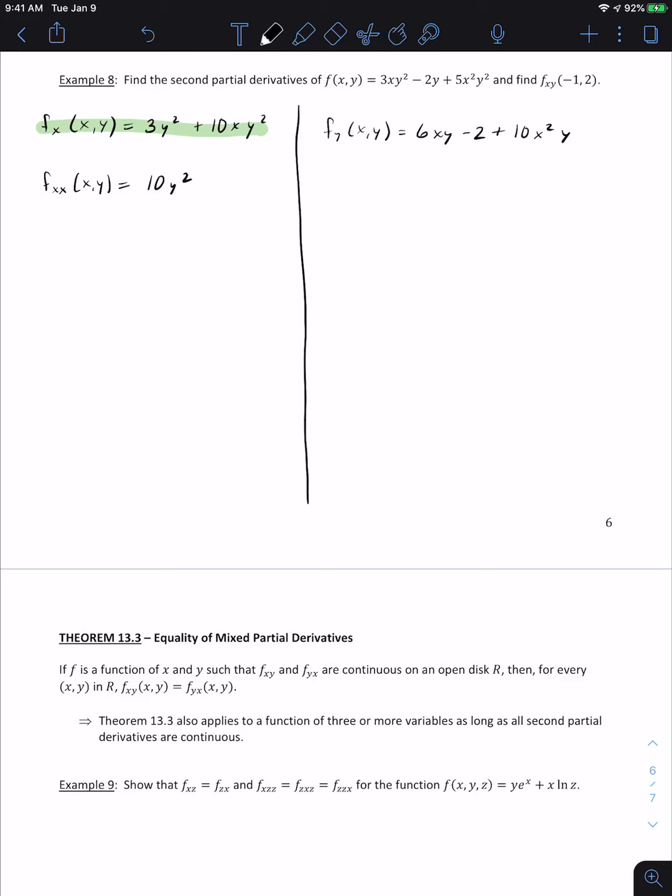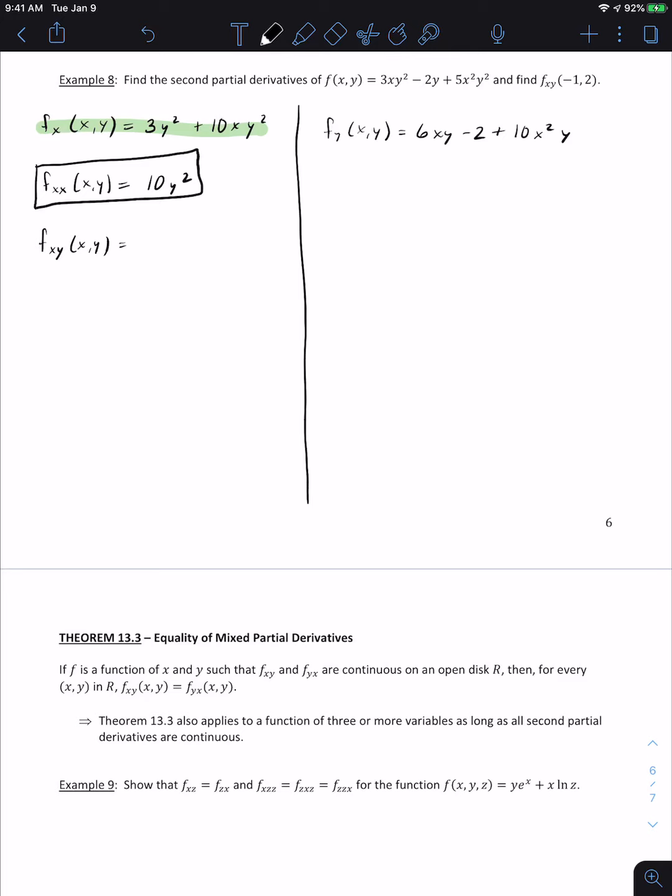So I get that. That's one of my partial derivatives. Now if I wanted to find my other one, I look at the partial derivative with respect to x, the green one. What if I now took the partial derivative with respect to y? So I go to this green function, which is my first order partial derivative with respect to x, and now I differentiate that with respect to y.